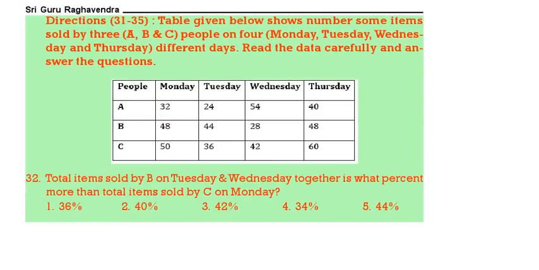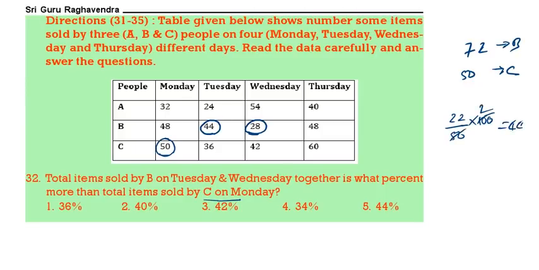Next question. The total items sold by B on Tuesday and Wednesday, 44 and 22, that is 72, is what percent more than C on Monday, that is 50. So 72 is how much more than 50? 22 more. So 22 by 50 into 100, that is equal to 44%. 5 is the correct answer.